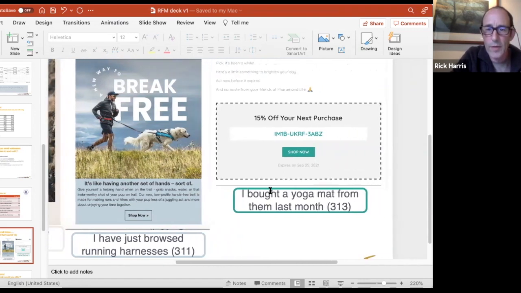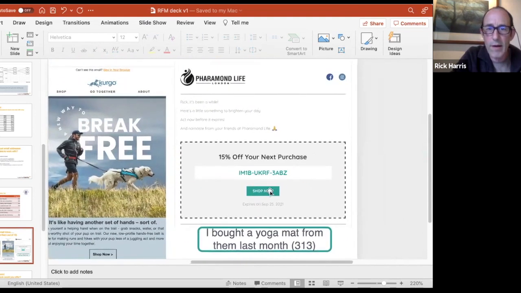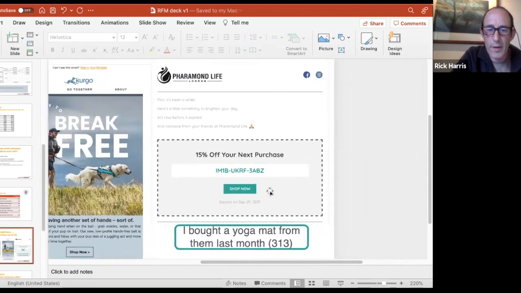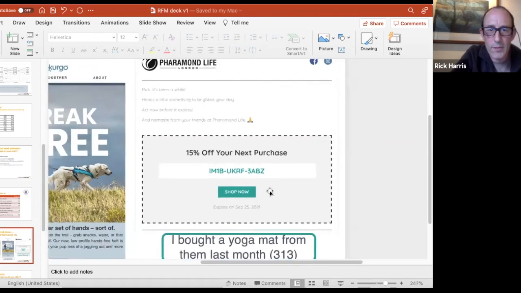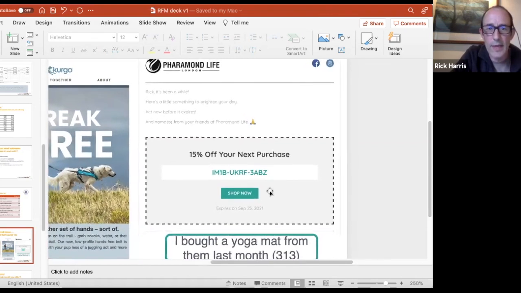And the last one is Faramond Life. One of my mentees has encouraged me to get into yoga and all things spiritual. So this company, I bought a couple of yoga mats from them last month. They're not bad, I quite like them, use them a fair bit. And they've said, hey, Rick, it's been a while. Maybe you can just about read that. A little something to brighten your day. Act now before it expires. Namaste from your new friends at Faramond Life.